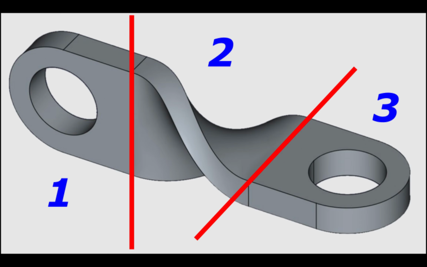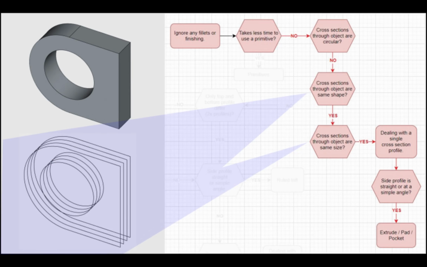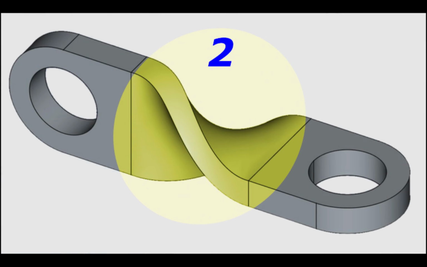Looking at section 1 and 3, and using our flowchart, we can begin working through the logical process to discover the operations needed. We see that we have cross sections that remain constant throughout the subject. This leads us to a straightforward extrude. As we use in the part design, this will be a pad. However, the twisted section in the middle is more complex.